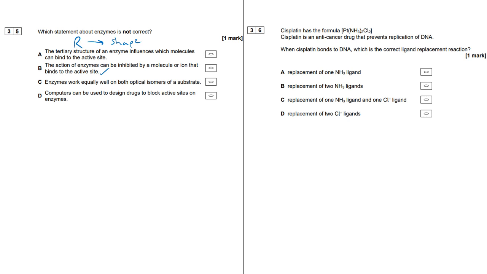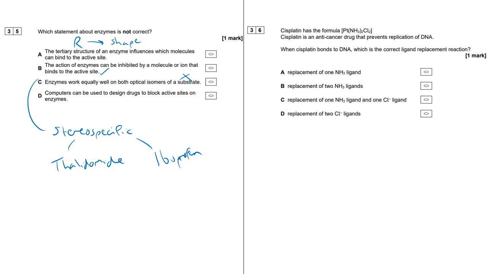Enzymes work equally well on both optical isomers of a substrate. That's an incorrect statement. So active sites are stereospecific. So only molecules with certain shapes will fit into their active sites. You might have come across examples of thalidomide, where one optical isomer worked effectively as an anti-sickness drug and the other unfortunately led to birth defects. Ibuprofen is another example. So it exists as enantiomers. One of the enantiomers is effective at treating pain. The other one has no effect on the body. So statement C is an incorrect statement.